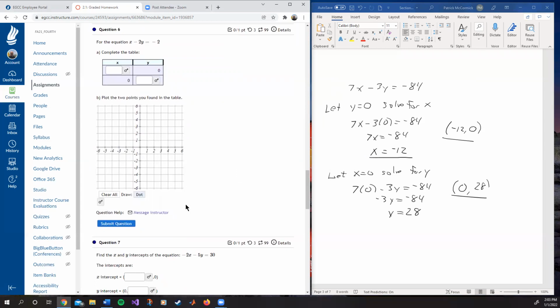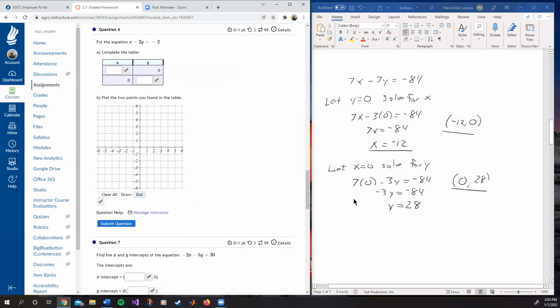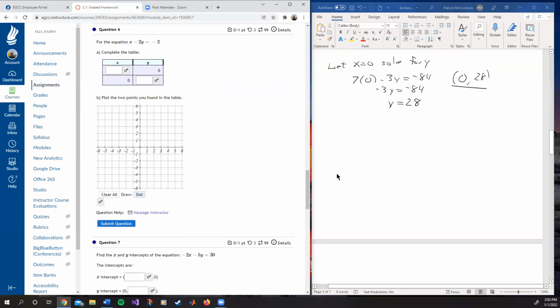All right, question 6. This is basically the same question, except now we're putting it in a table and then plotting the points again. So let's work this out. I'm going to come over here and draw a little line. Our equation is x minus 2y equals -2. First point, y equals 0. So I get x minus 2 times 0 equals -2. So x equals -2. I'm going to go ahead and write that in so I don't get confused.